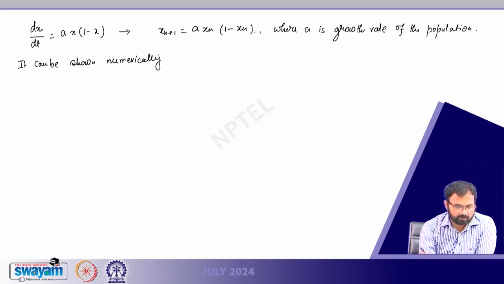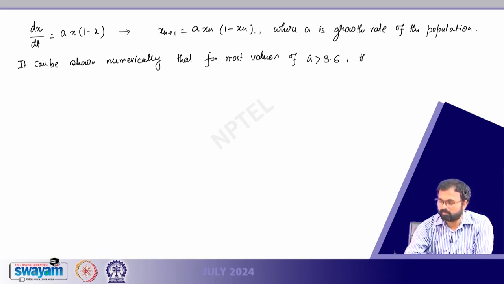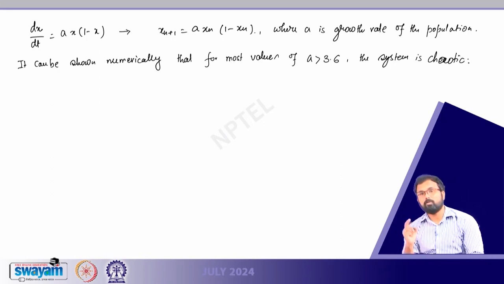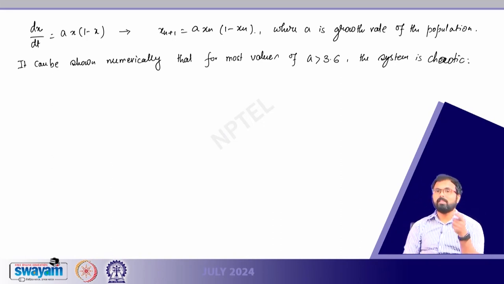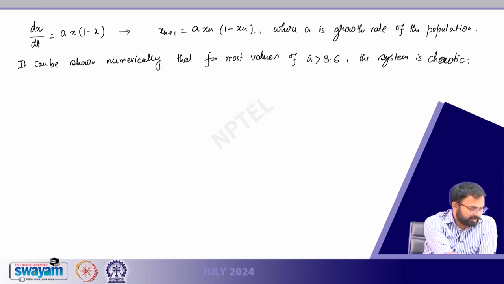at least numerically, that for most values of a greater than 3.6, the system is chaotic. That means if you choose a greater than 3.6 and then play with the initial conditions, the system will show chaotic behavior. So this particular logistic growth model, the population model, is one such example where the chaotic behavior of the system can be observed. Similarly, there are a lot of different equations.